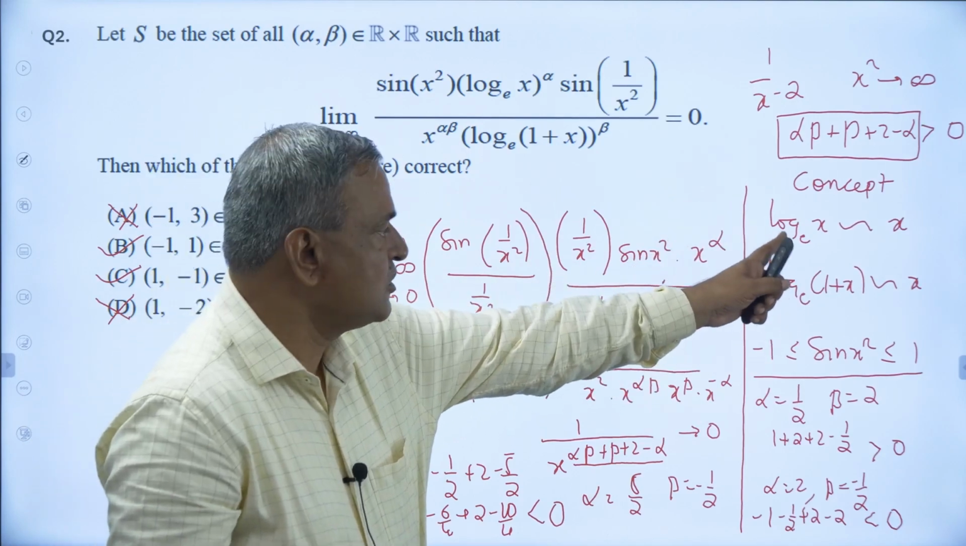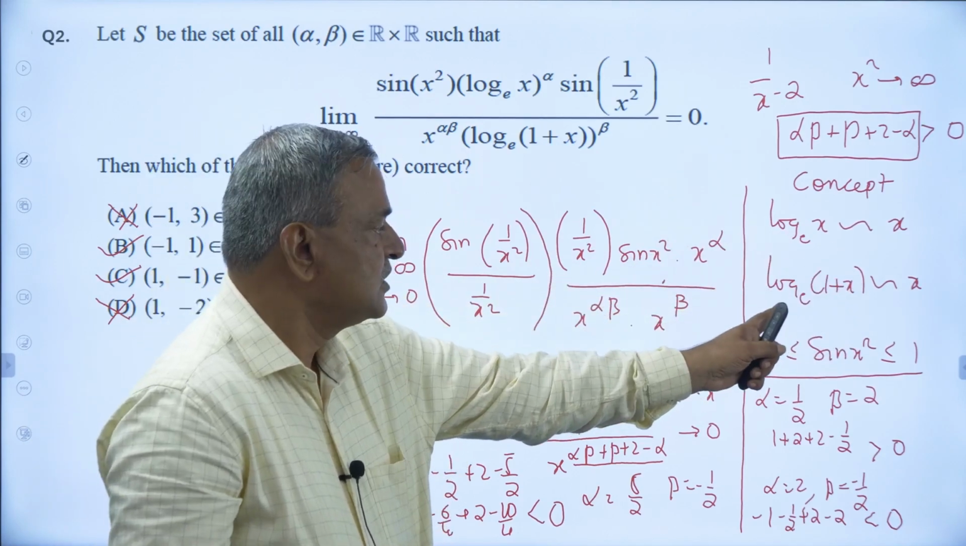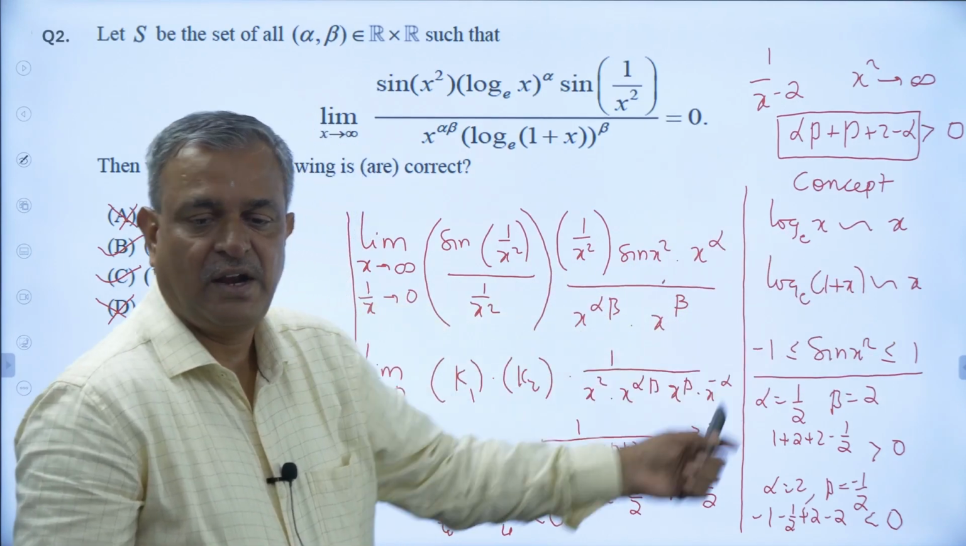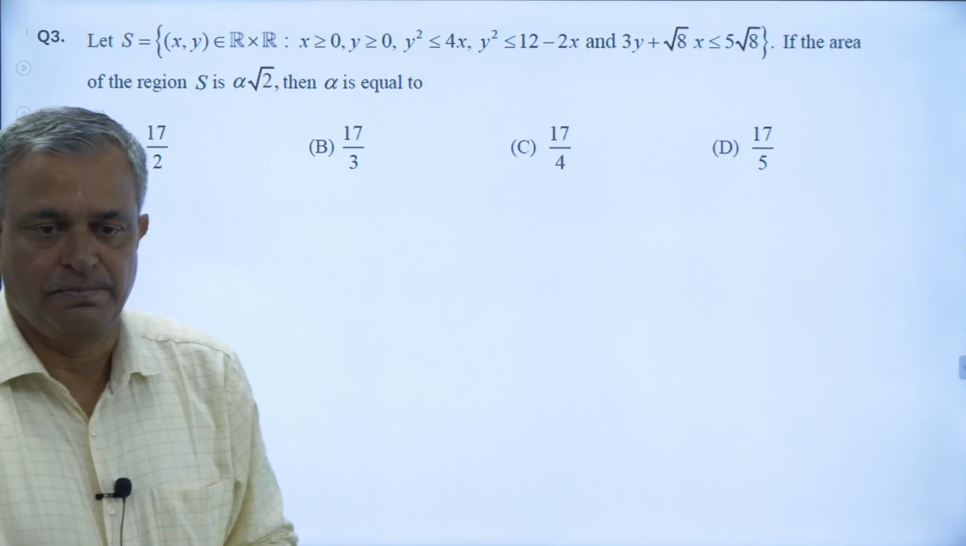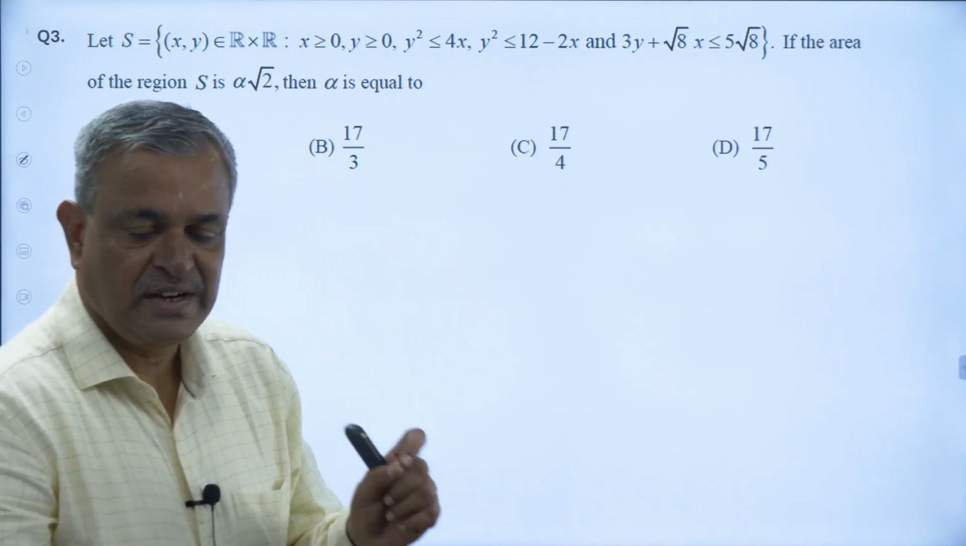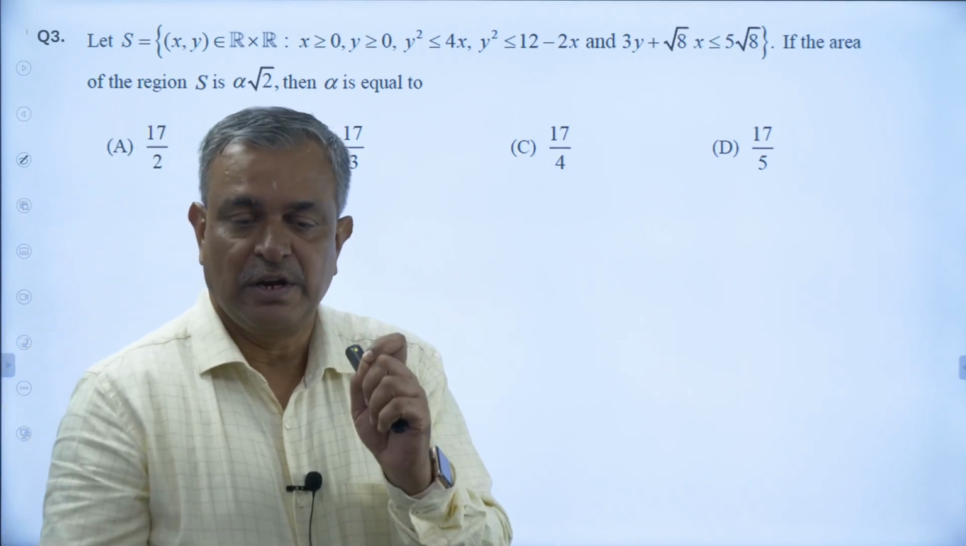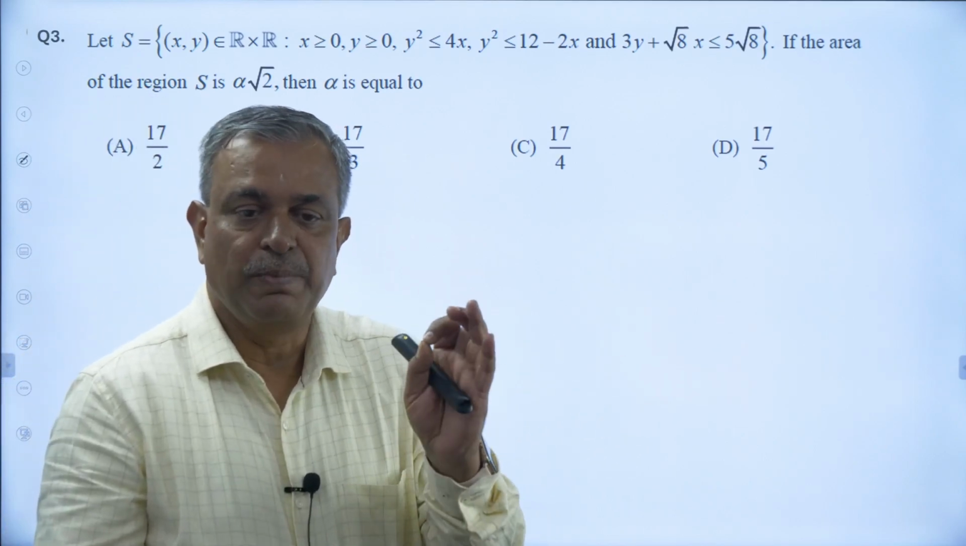The most important concept is that log x is tending to x, and log 1 plus x is also tending to x, and we get the required result. This was a straight area problem. So what you have to do is go line by line, word by word; of course only one line is there, so word by word.